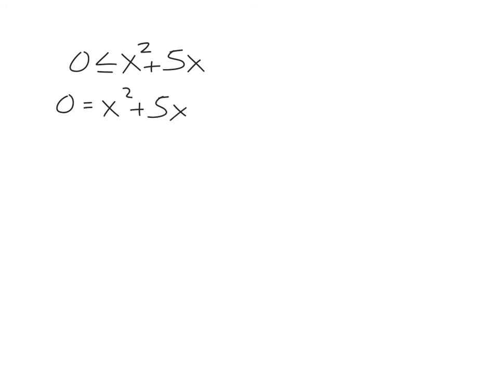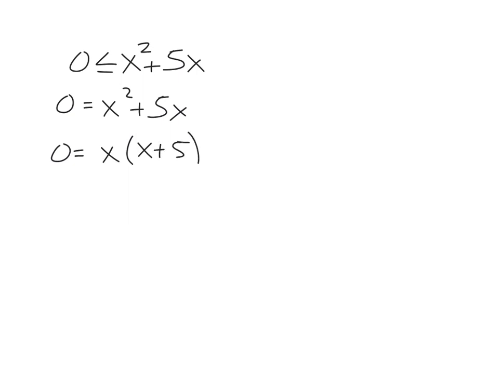Now let's try one more. Say you were given something like this. 0 is less than or equal to x squared plus 5x. So this right here, you could definitely do the AC method, but there's a special scenario where the C value is 0. You could automatically just begin factoring out the x that they have in common. And so this would give you x times x plus 5.